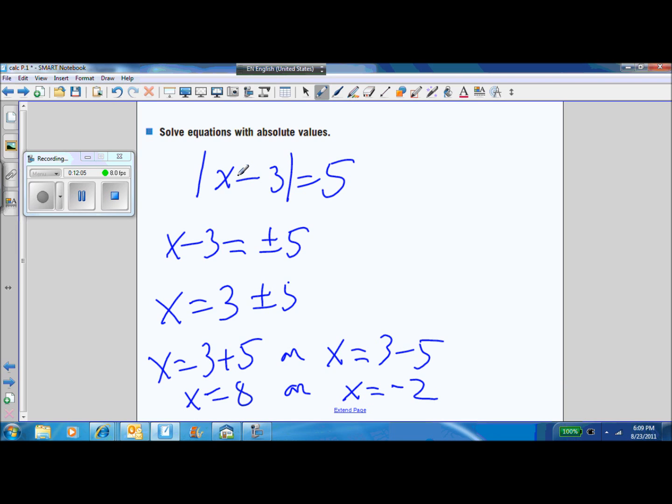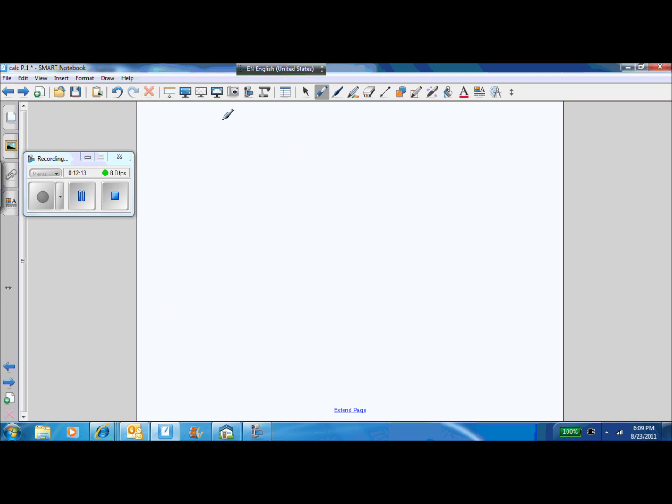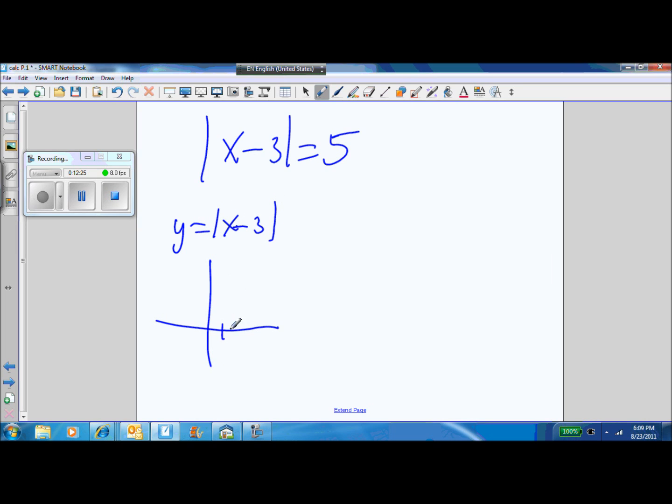Even though it looks like a linear equation, the absolute value has done something to it here. And let me demonstrate that with a little diagram here. Absolute value of x minus 3 equals 5. Why does a seemingly linear equation give us two answers? Well, let's think about it visually. y equals the absolute value of x minus 3 is actually a V. It's not a line. It's a broken line, like that.